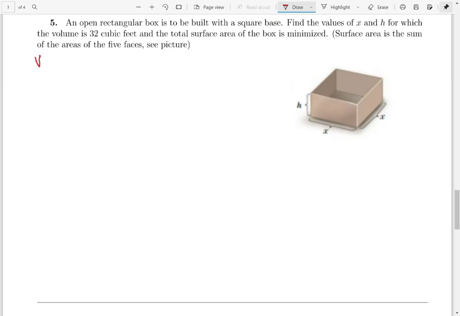So I'm going to go ahead and write that. Volume equals 32 cubic feet. And the total surface area is minimized. Alright, so minimize surface area. Now, we do need to recall that the surface area ends up being the sum of the areas of the faces of the box, and so that's the area of this face plus the area of this face plus the area of this face plus the area of this face plus the area of the bottom that we can't see. And so if we find the areas of all of those things and add them up, we'll have the answer. And so we're going to have to do a little bit of geometry to get the right formulas.